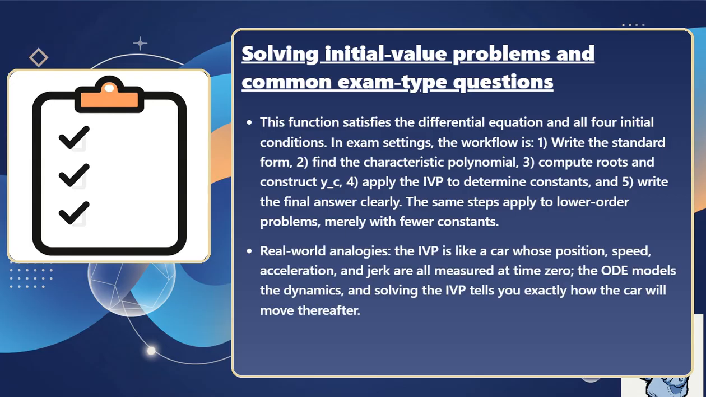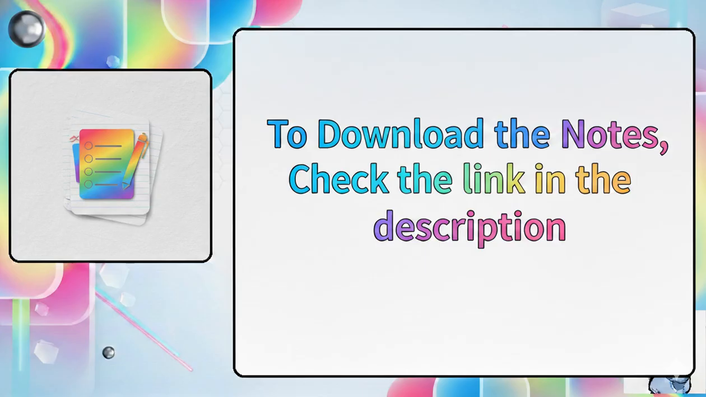Real-world analogies. The initial value problem is like a car whose position, speed, acceleration, and jerk are all measured at time 0. The ordinary differential equation models the dynamics, and solving the initial value problem tells you exactly how the car will move thereafter.